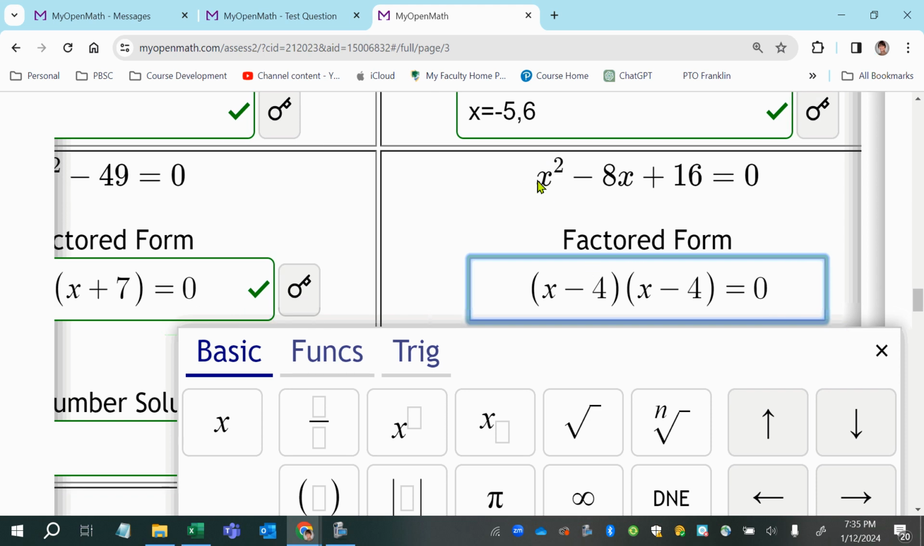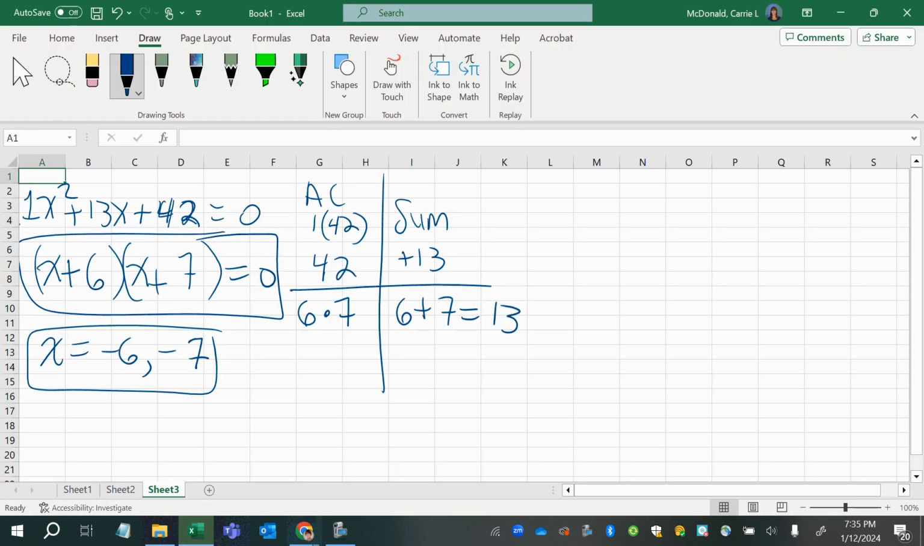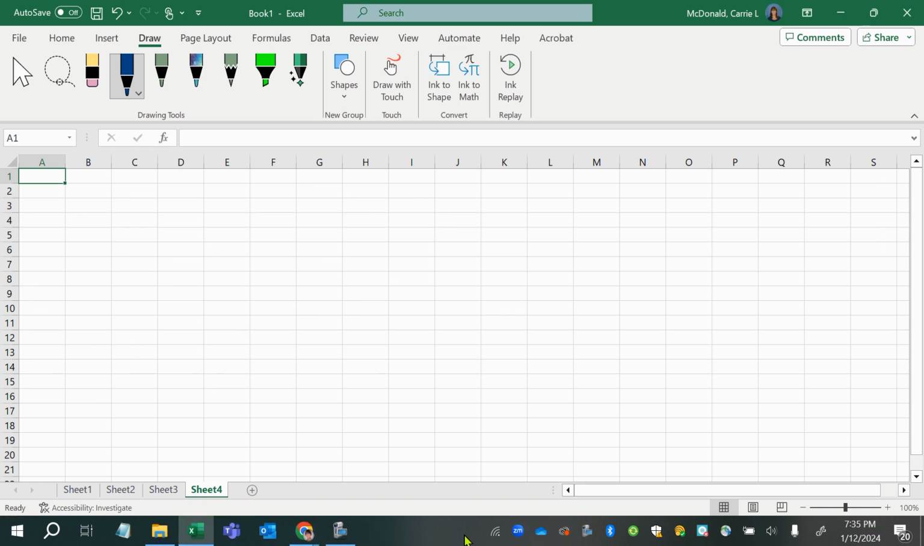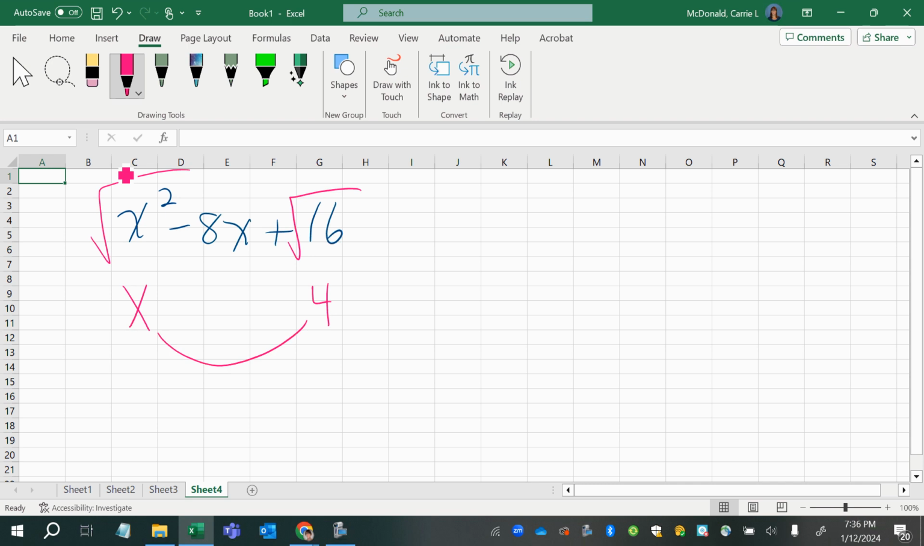Remember, take the square root of the first one. Maybe I need to write this part of it out. Here, I'll come over here and we'll just do a little writing to connect it back to what we were doing before. Remember, x squared minus 8x plus 16. I go, ooh, I see a perfect square right here. That square root is 4. And of course, the square root of this is x. Then if I multiply those, I get 4x. And if I double that, I get 8x.